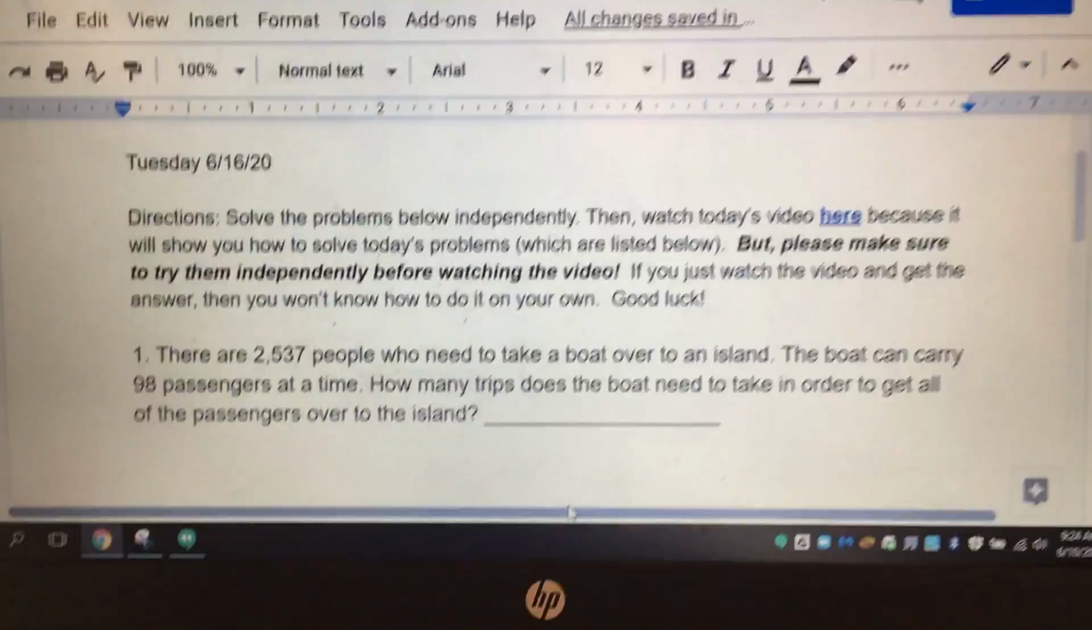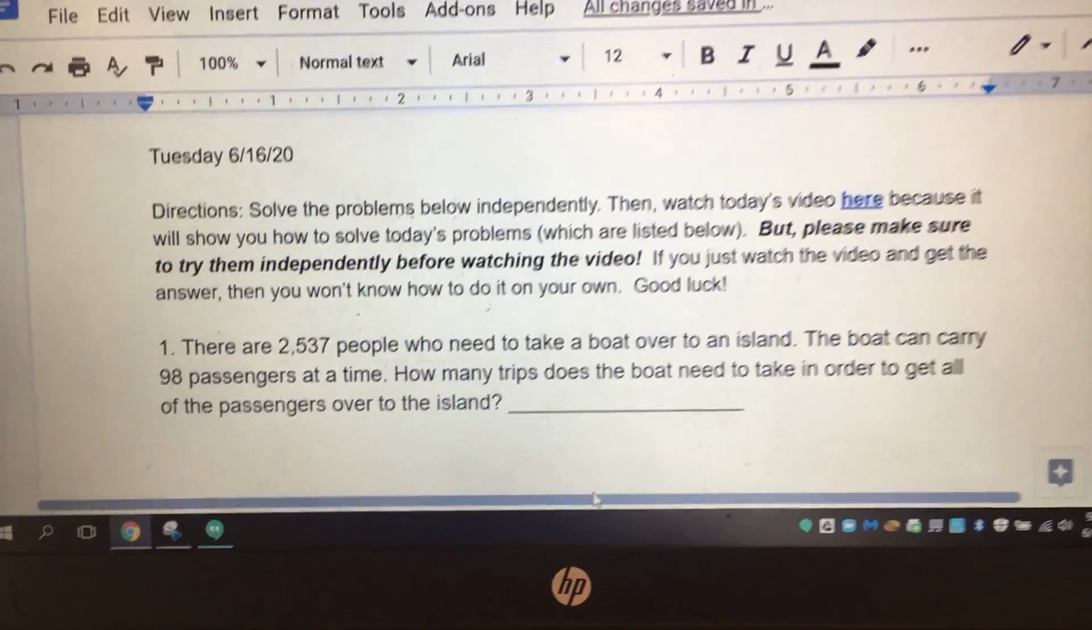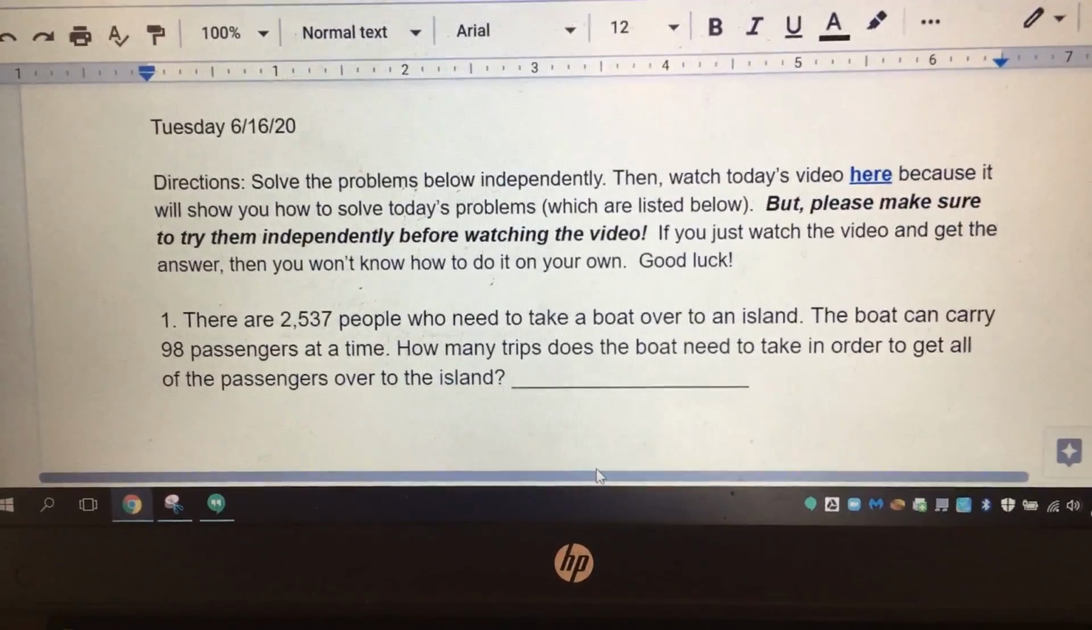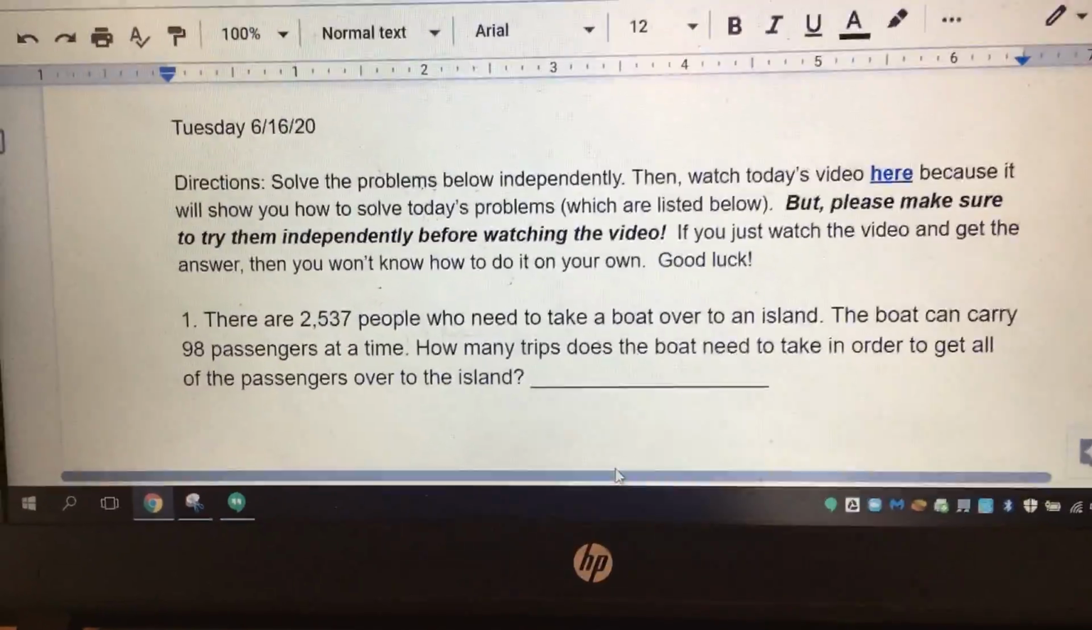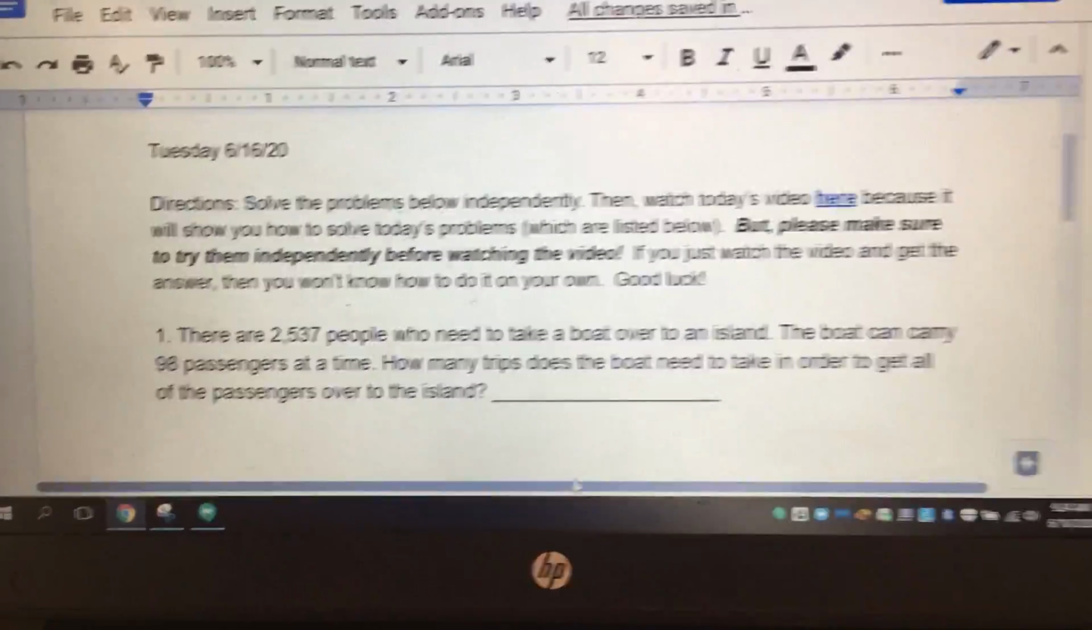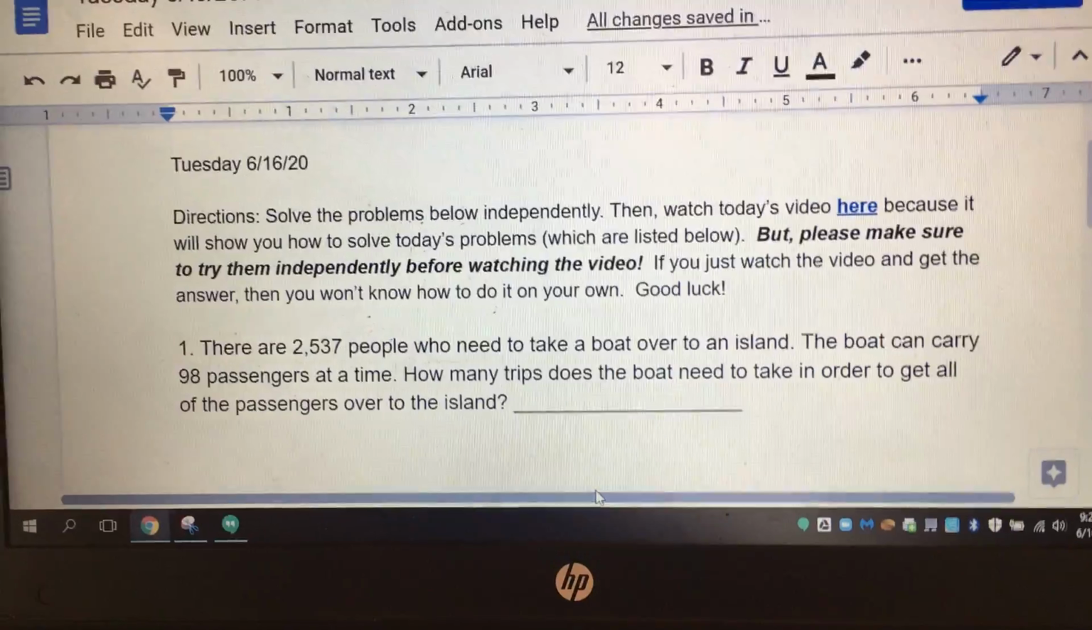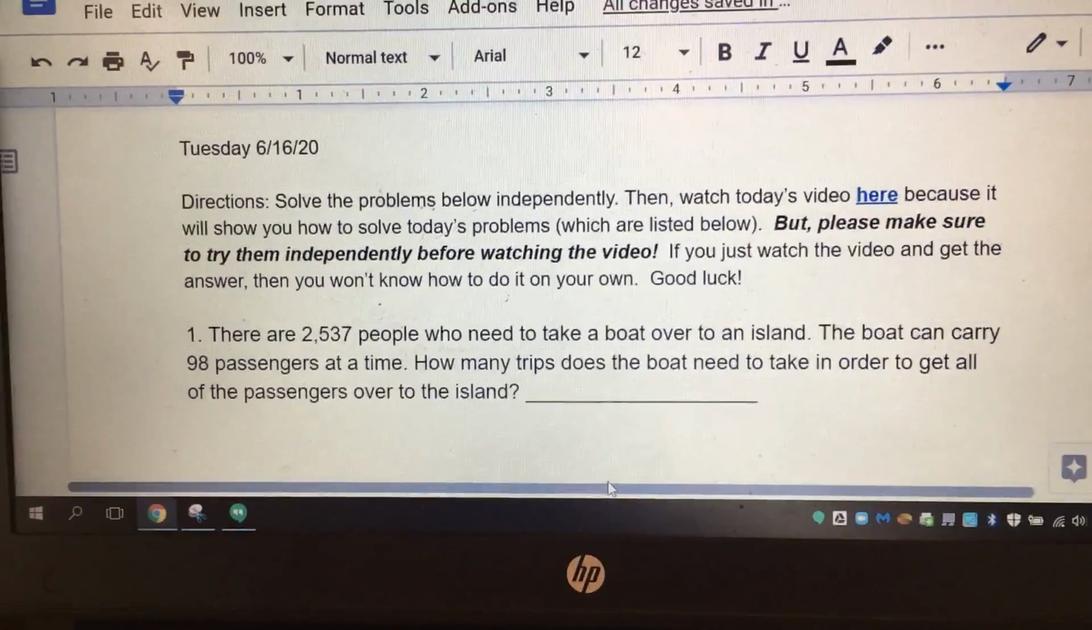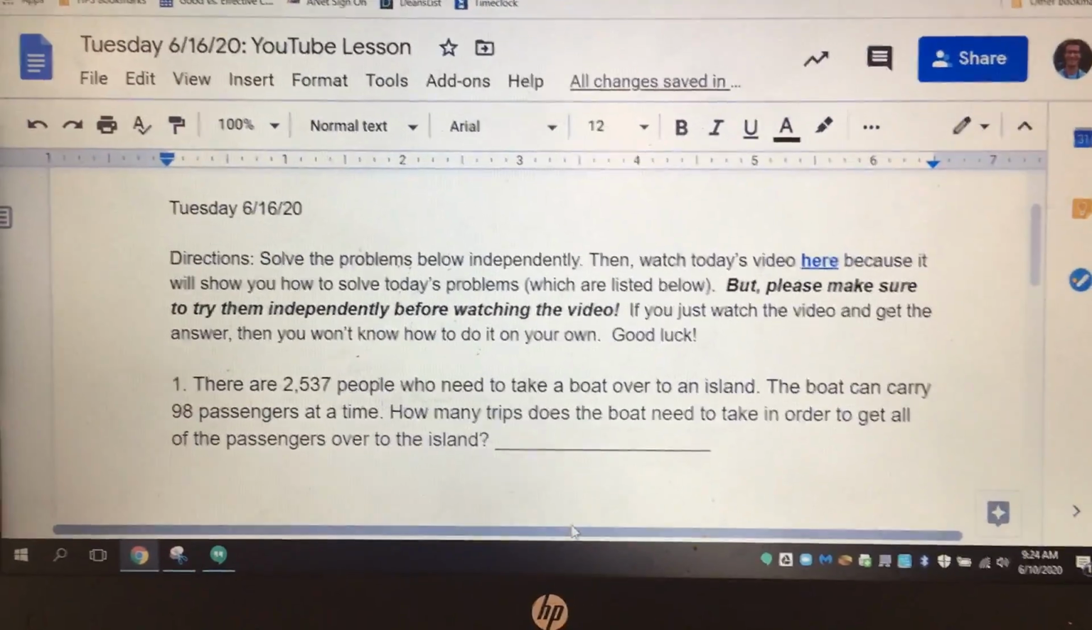I did not write out these problems, so I'm going to use my screen to help show which problems we're working on, but you should have completed these 3 problems, and we will go over them now. So if you haven't completed them yet, please pause the video and complete the 3 problems on your assignment today for Google Classroom, and then watch the video to see how you did.